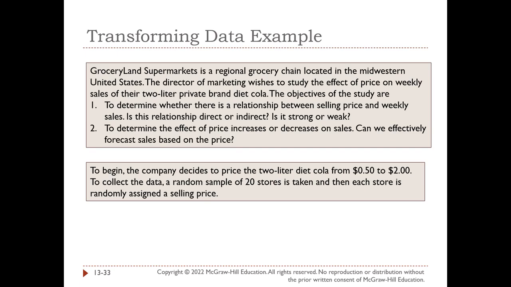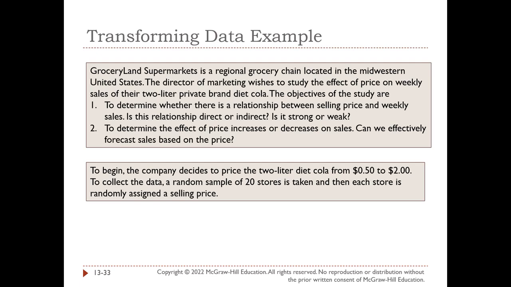So for example, Groceryland Supermarket is a regional grocery chain located in the Midwestern United States. The director of marketing wishes to study the effect of price on weekly sales of their 2-liter private brand Diet Colas. The objective of the study is to determine whether there is a relationship between selling price and weekly sales. Is there a relationship, direct or indirect? Is it strong or weak? To determine the effect of a price increase or decrease on sales, can we effectively forecast sales based on the price? To begin, the company decides to price the 2-liter Diet Cola from 0.5, or 50 cents, to $2. To collect the data, a random sample of 20 stores is taken, and then each store is randomly assigned a selling price.